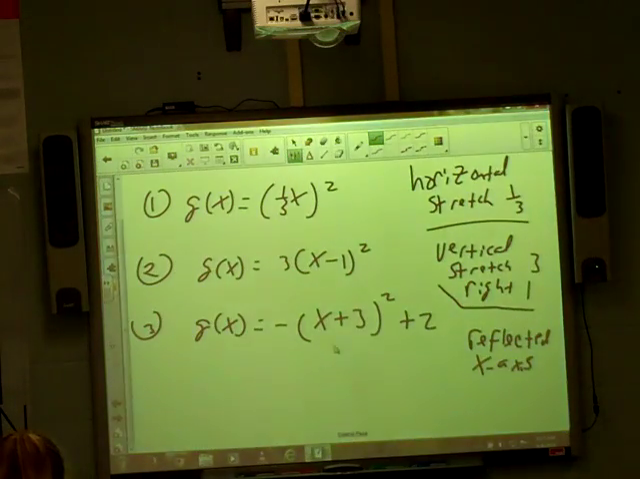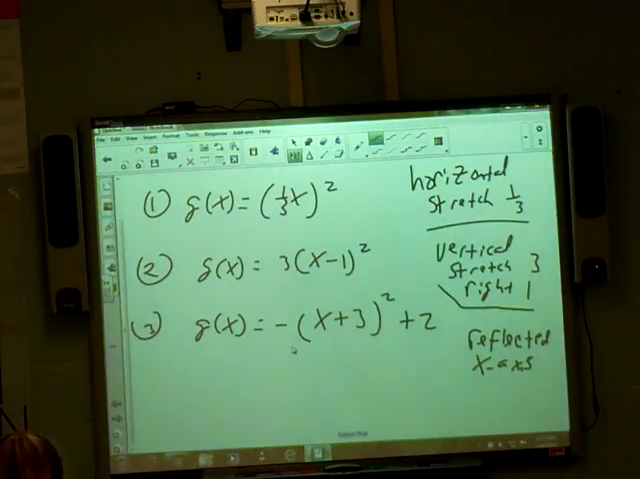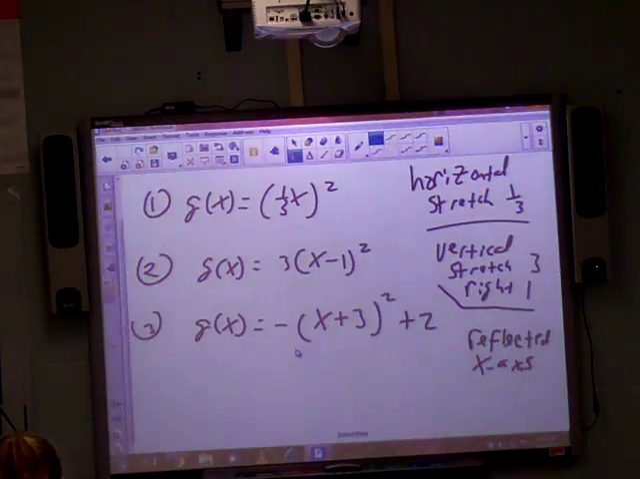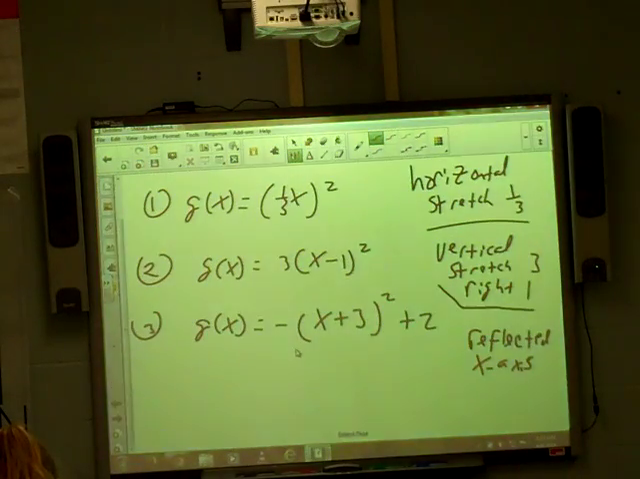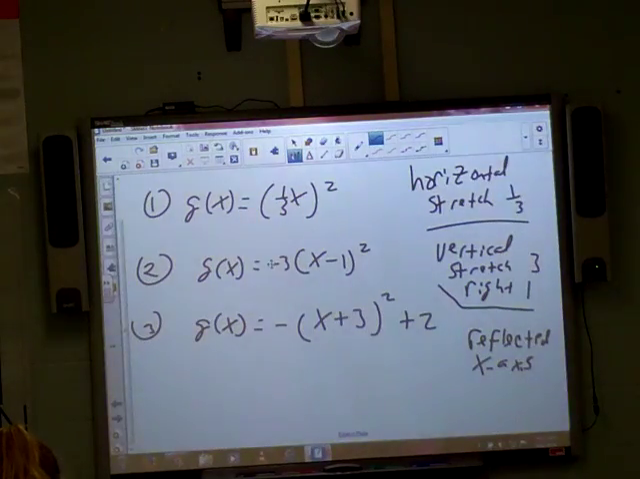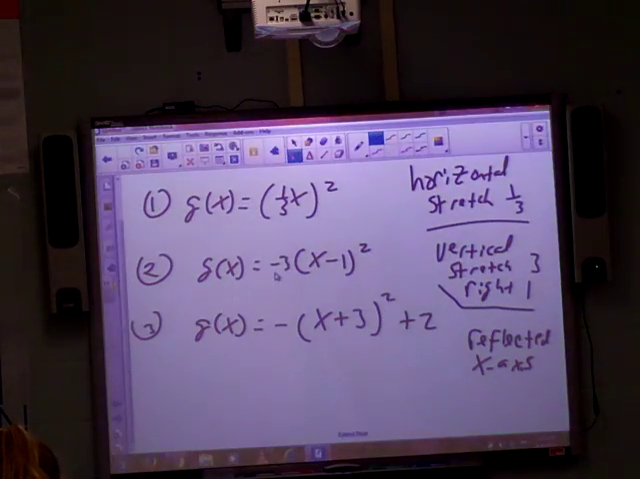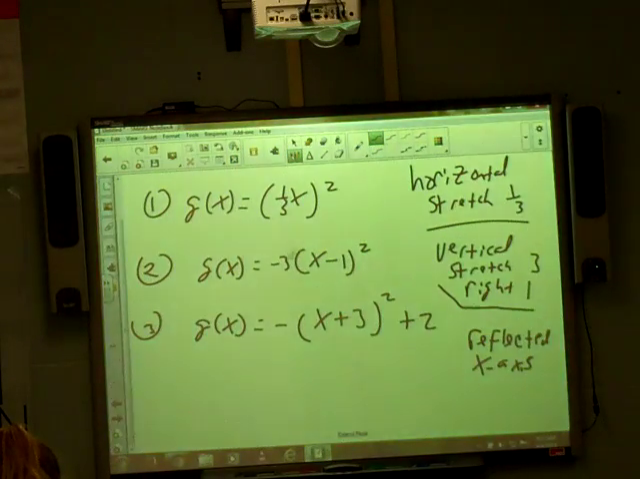Because this is like a negative 1. So remember, 1 is not an option. On the chart, we were greater than 1 or we were less than 1. We were not 1. So a negative 1 just means you're going to flip it. So do the negative first. Like if this had a negative here, I would do the flip first. Then I'm done with that. I would go to my shrinking or stretching.